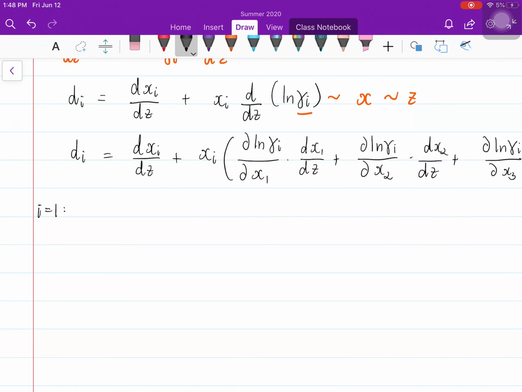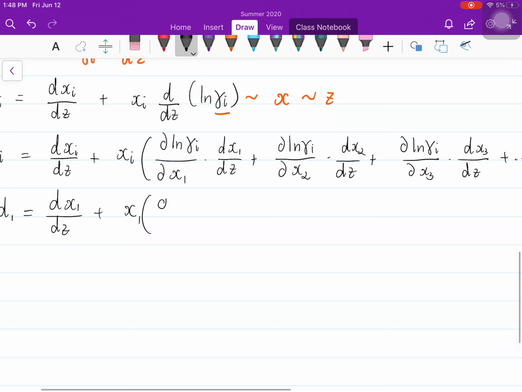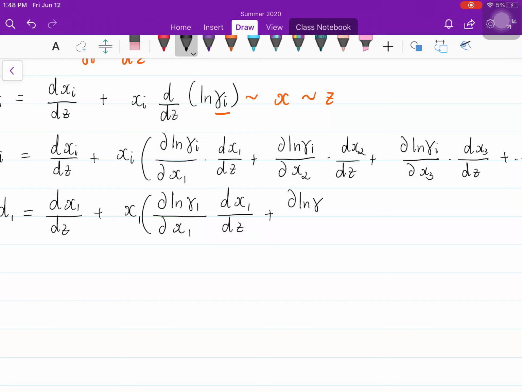So now let's say i equals 1. Then the driving force of species 1 would be the derivative of the molar fraction of species 1 with respect to position, plus the molar fraction of species 1 times the partial derivative of the natural log of the activity coefficient of species 1 with respect to the molar fraction of species 1, times the derivative of the molar fraction of species 1 with respect to position. So what I'm doing is basically substituting i with 1.